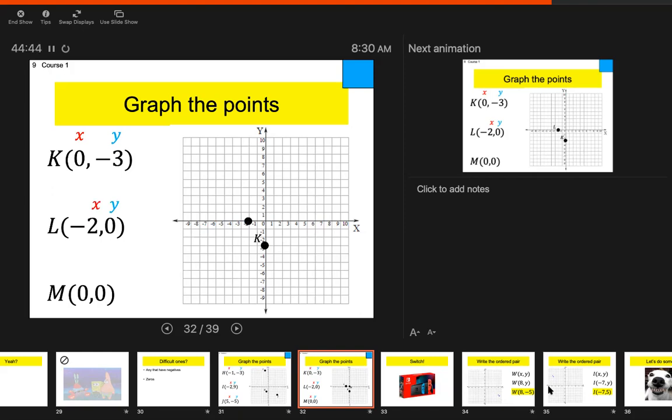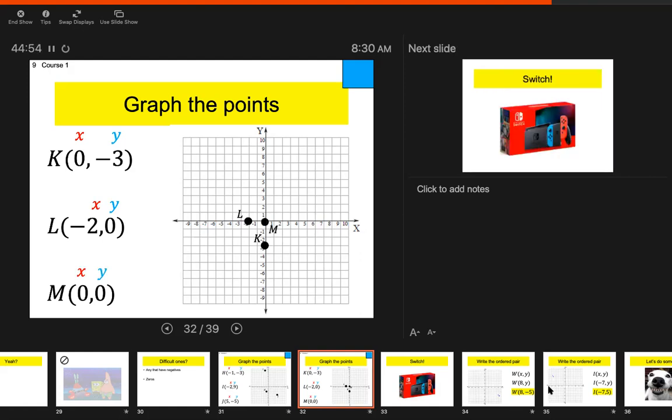On the last one, don't miss this one. Where's zero, zero? It's literally the origin. Okay. It is literally the origin. Questions? No. Okay. What do we got left to do?